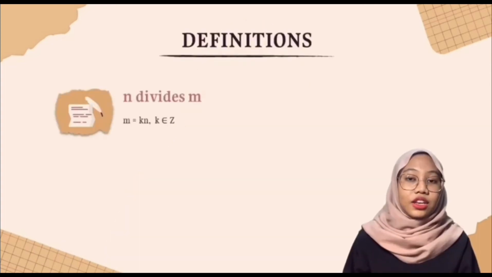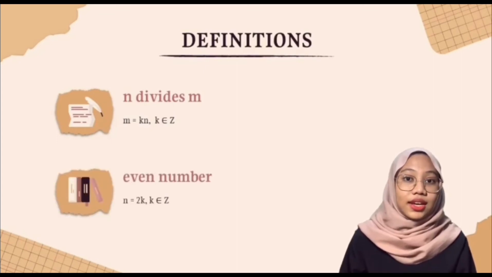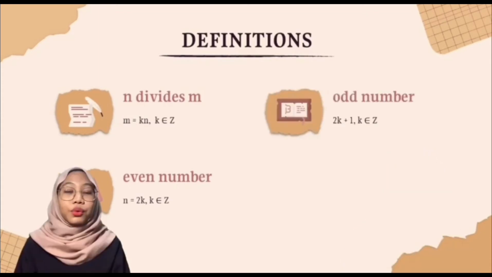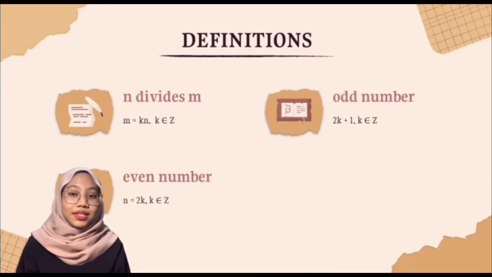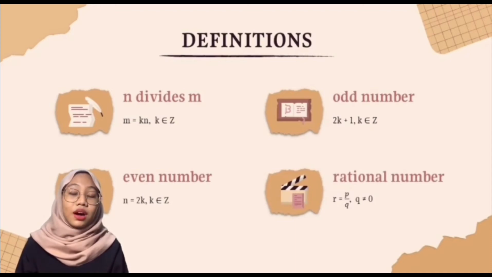Before moving on to the first proving method, there are a few definitions that we need to know before doing the proving. Firstly, n divides m. This can be written as m is equal to k times n for some integer k. Secondly, if it is said that it is an even number, we can write them as n equal to 2k for some integer k, while for odd numbers, we can write them as n equal to 2k plus 1 for some integer k. Next, a rational number r can be expressed as the ratio of the 2 integers p and q where denominator q does not equal 0.